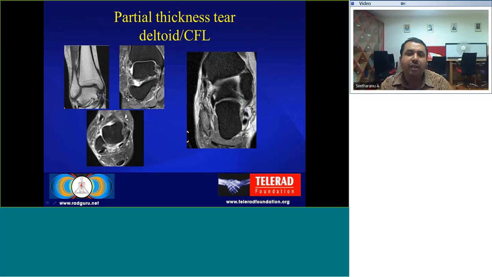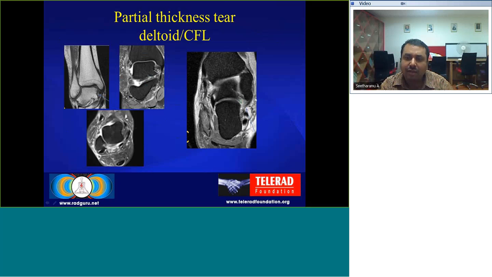Complete thickness tears of the deltoid are rare, and usually severe injuries are associated with the finding. Partial thickness tears and sprains are more common in the deltoid, demonstrating increased signal in the deeper part of the deltoid ligament. Similar finding: interstitial tear of the deeper portion of the deltoid ligament.